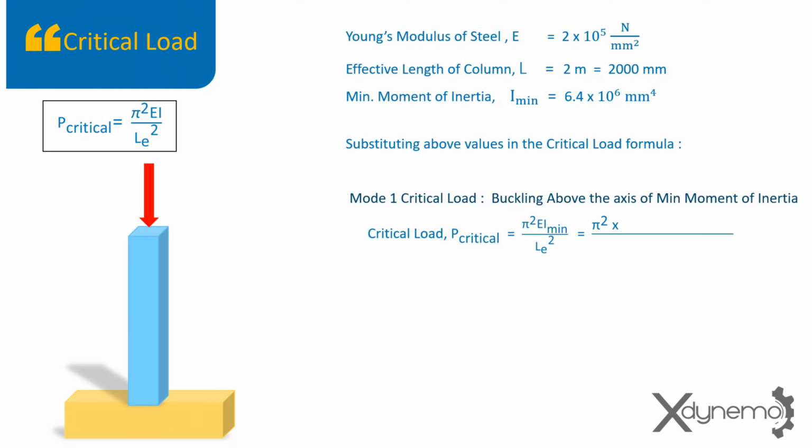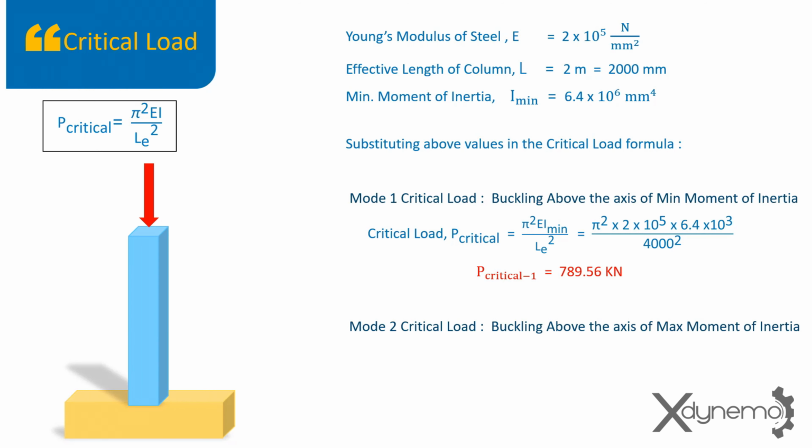The mode 1 critical load is obtained as 789.56 kilonewtons. Now calculate the mode 2 critical load, which gives the buckling about the axis of maximum moment of inertia. The mode 2 critical load is obtained as 2775.79 kilonewtons. We are done with theoretical calculations.